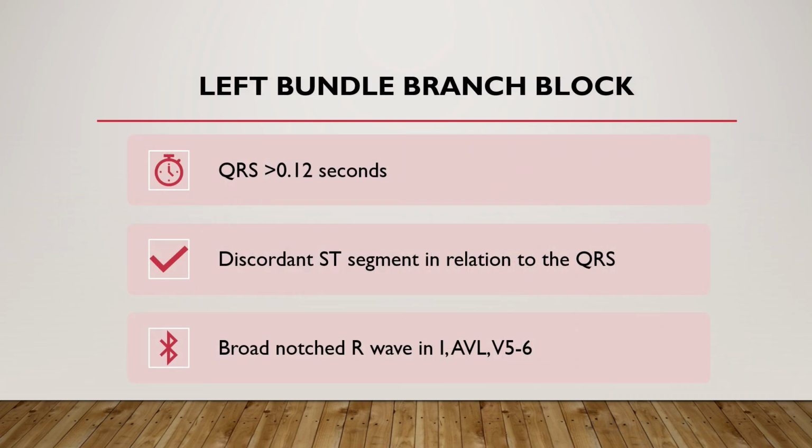Let's talk briefly about left bundle branch block now. Like in right bundle branch block, the QRS will be prolonged, or more than 0.12 seconds. You have discordant ST segment changes in relation to the QRS. What do I mean by discordant? For example, if the QRS is positive, then the ST segment will be negative, and vice versa. Quite often these patients have a broad, notched R wave in leads 1, AVL, and V5 and V6.